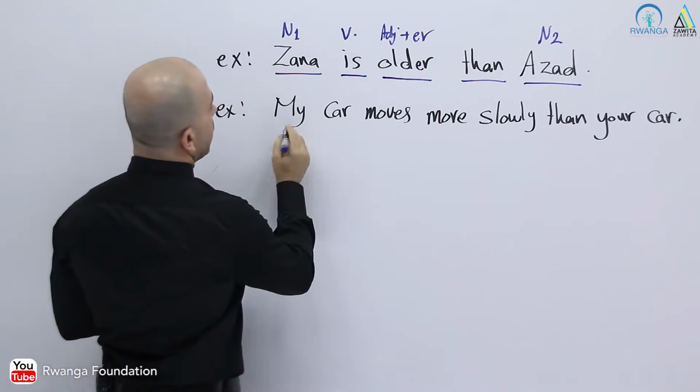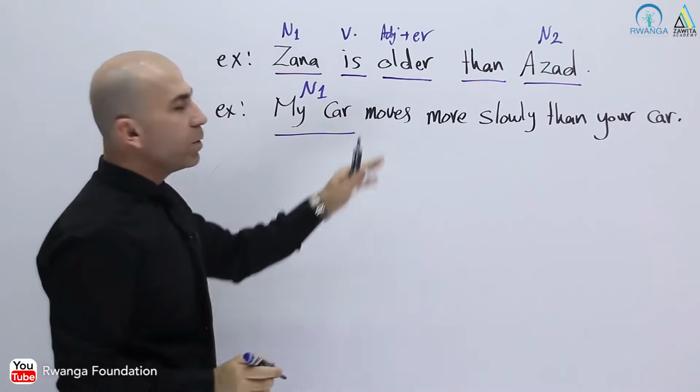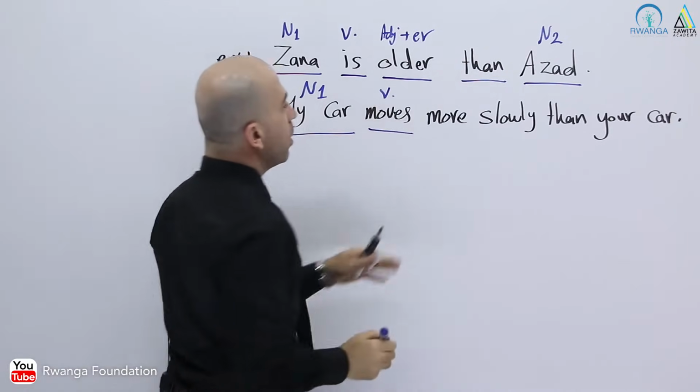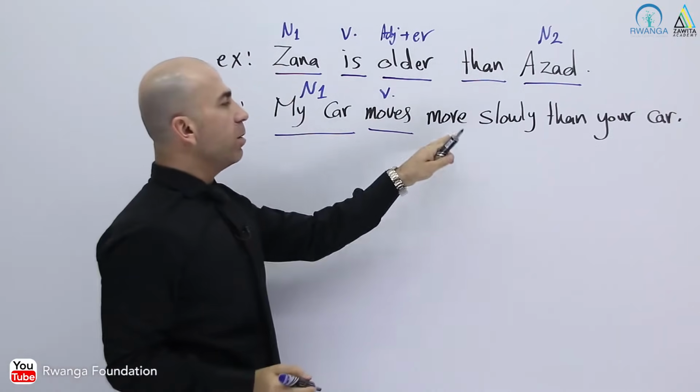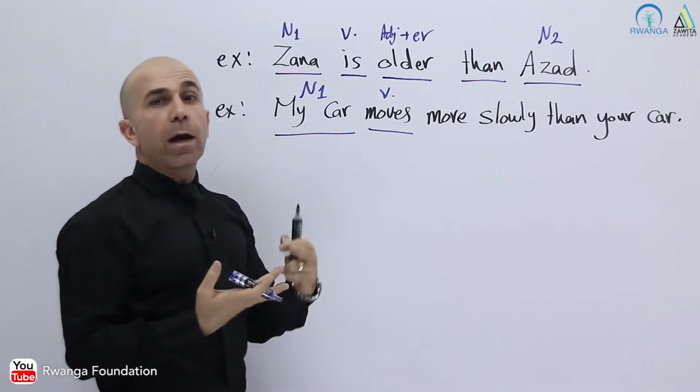My car is the first noun. Moves is the verb. Then we have more slowly. Either we have a long adjective or an adverb.